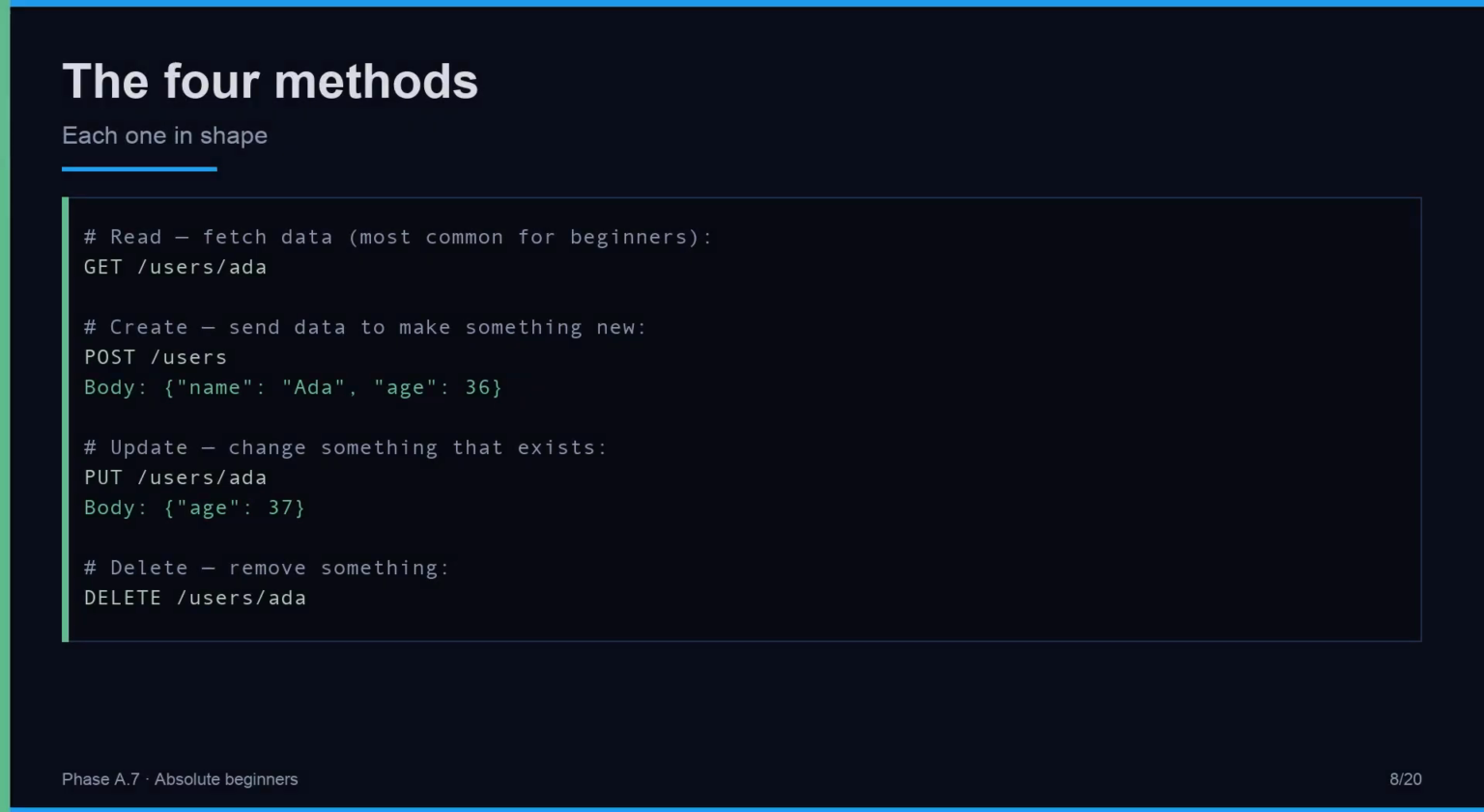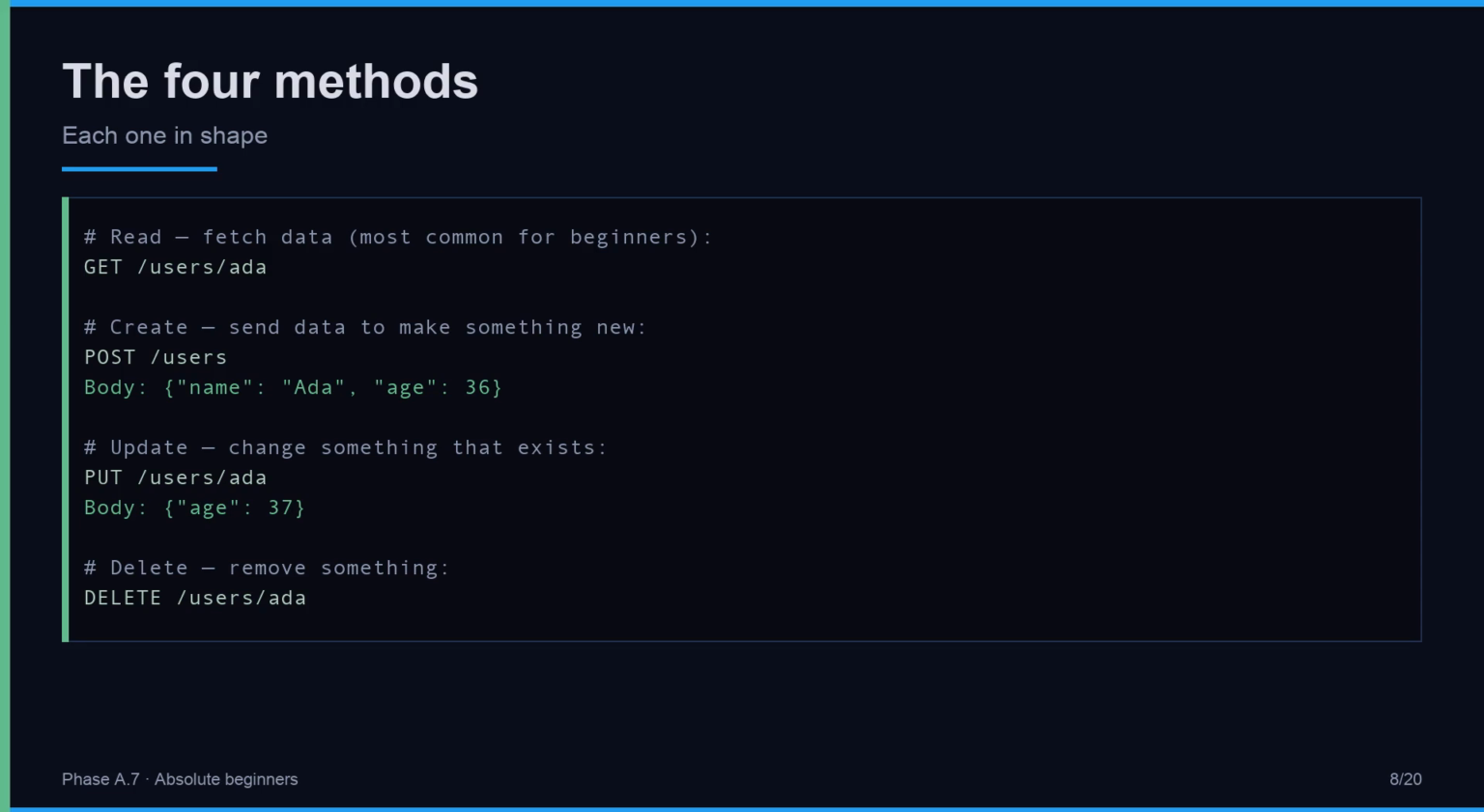Here are the four methods in shape. GET /user/ada, fetch Ada's profile, change nothing. POST /users with a body containing a name and age, create a new user. PUT /users/ADA with a body containing a new age, update ADA's profile. DELETE /users/ADA, remove ADA's account. Notice that GET and DELETE have no body, there is nothing to send.